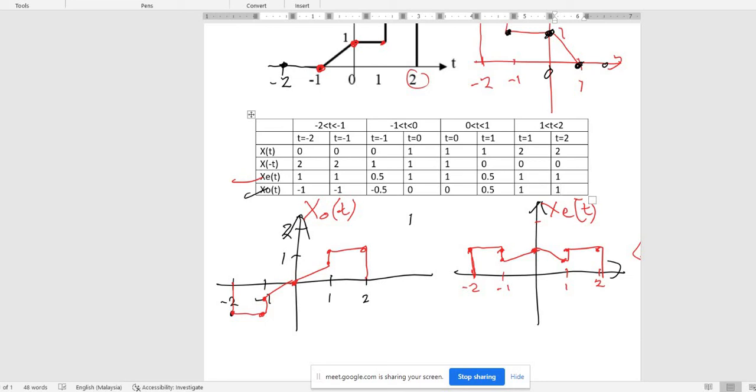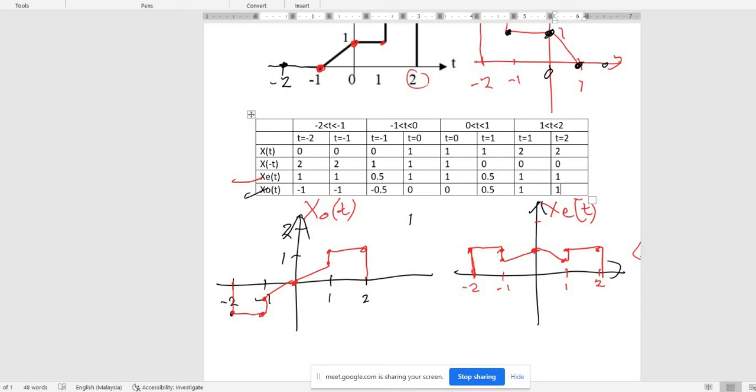Doctor, it is hard, but this is a common question. The question asks what is the even signal. So can I just draw the x even only? You draw the even signal. Even signal means of the x(t). I don't have to draw the x odd, right? Yeah, if the question asks you to draw the x even, you just draw the x even.